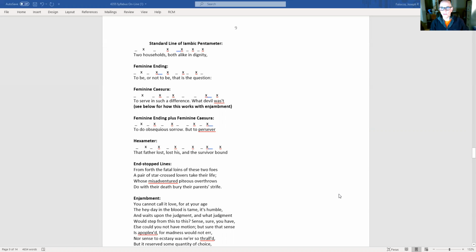So as I said, probably 50% of the lines are regular. Feminine endings, 20-25% of the lines. So that means that between 70 and 75% of the lines are going to be one of these first two forms here, either a regular line or a feminine ending. Okay? That's what you're looking for. Don't make it harder than it is.